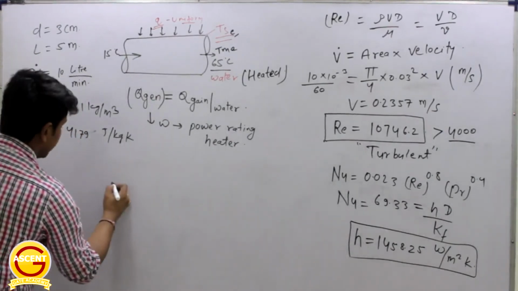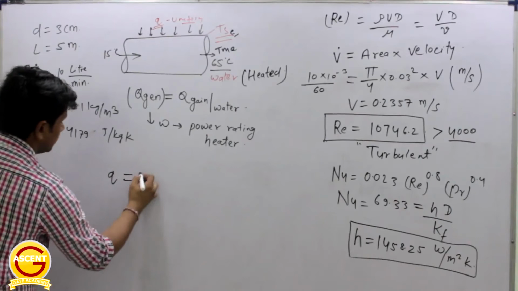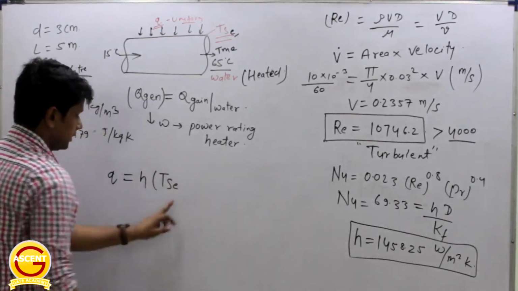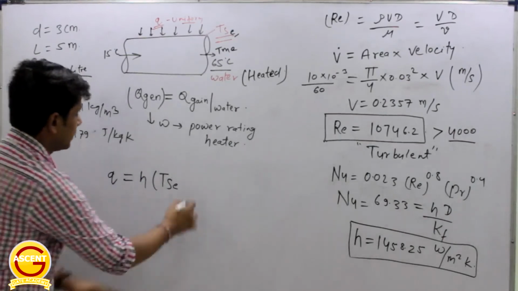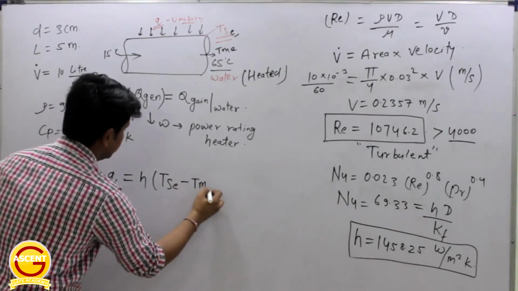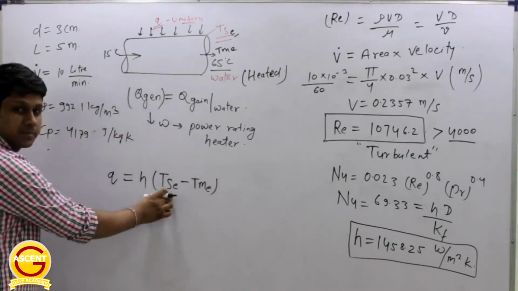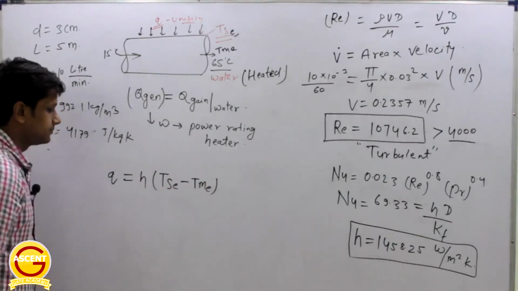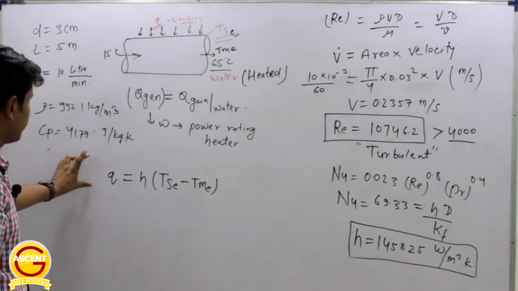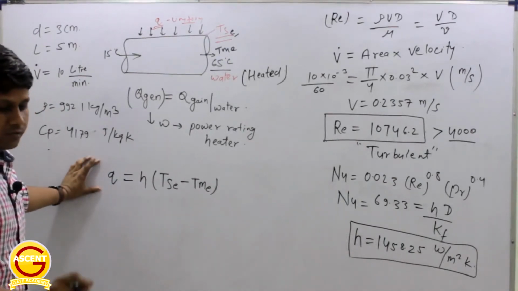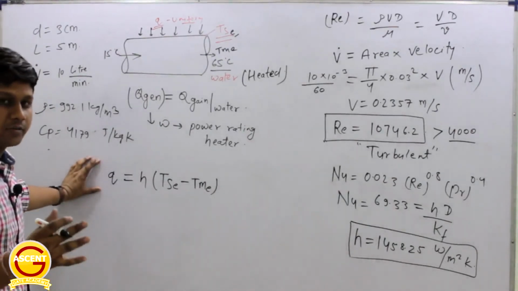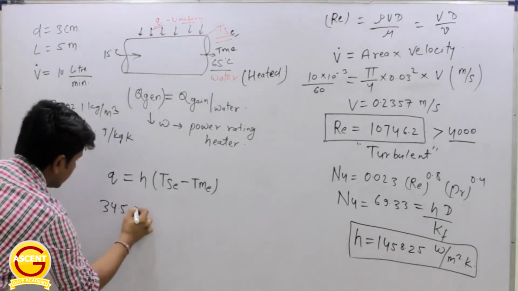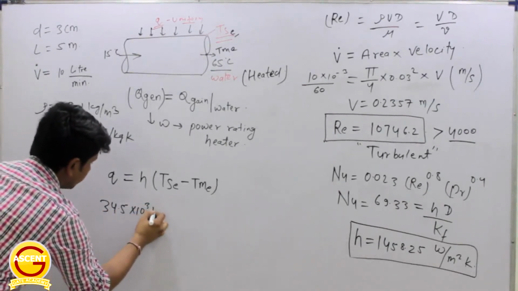So that formula is heat flux q equals h into (TSE minus TME), where E is the suffix for exit, which means the surface temperature at exit minus the mean temperature of fluid at exit. Now how can we calculate this heat flux? We already know the rate of heat transfer, right? It is 34.5 into 10 to the power 3 watt.